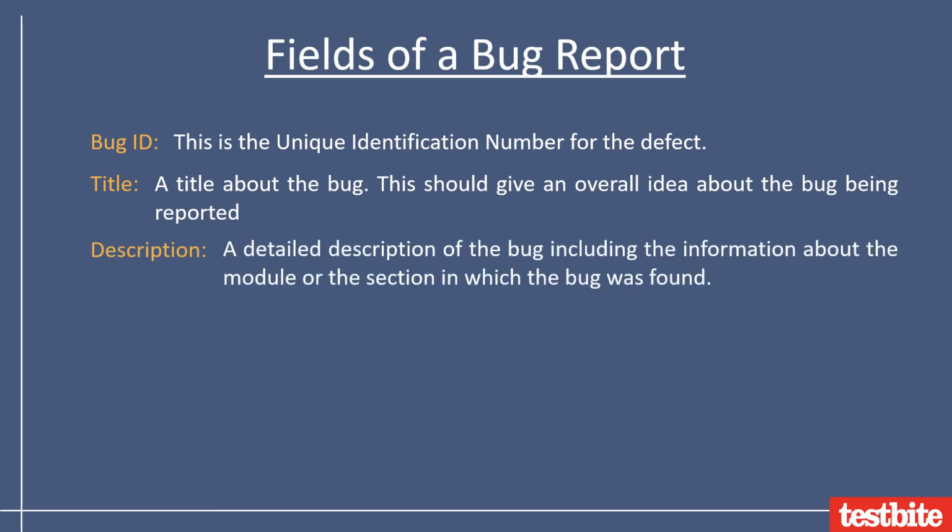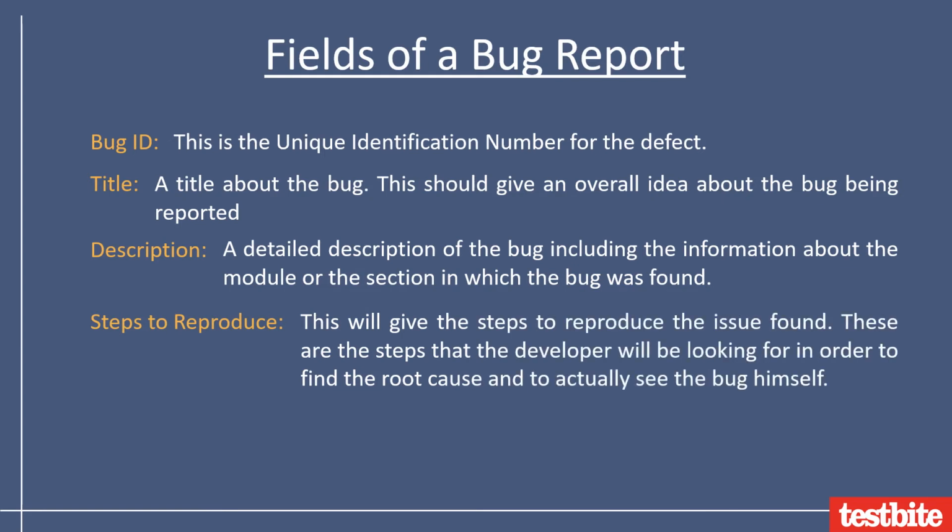This will consist of a detailed description of the bug, including information about the module or the section in which the bug was found. This will give the steps to reproduce the issue found. These are the steps that the developer will be looking for in order to find the root cause, and to actually see the bug himself.